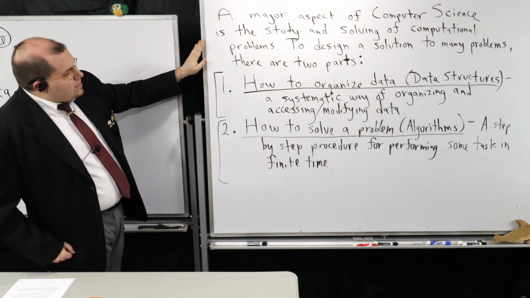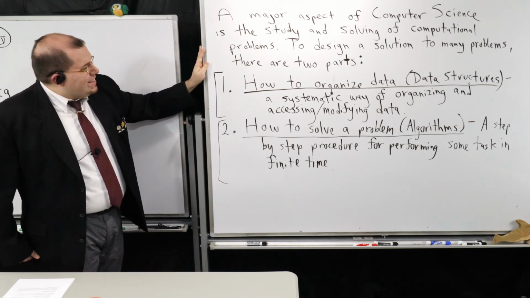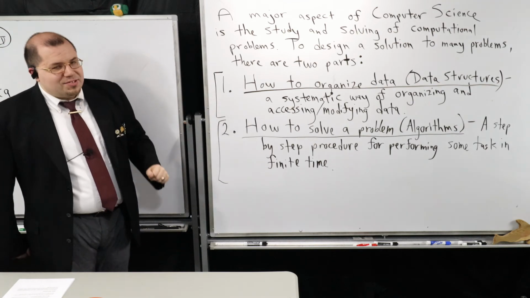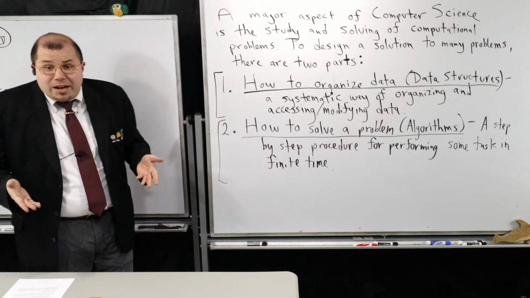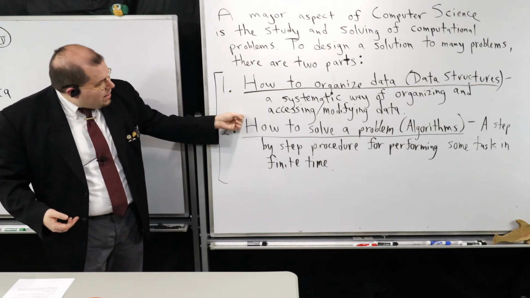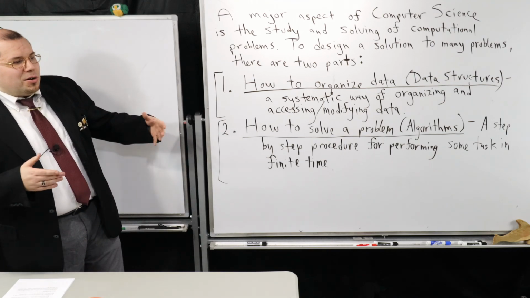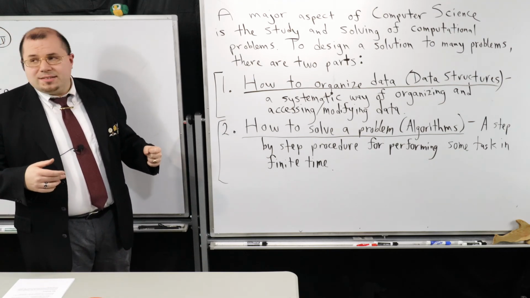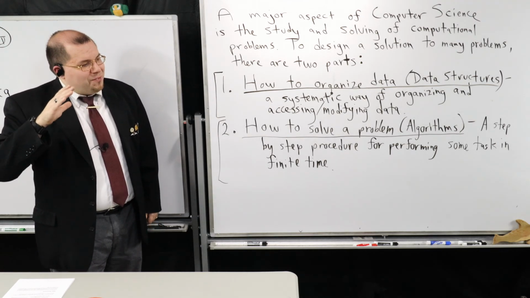But there are two main things that we're going to talk about a lot in this class. I mean a lot. The first is how we organize data. These are so-called data structures. The general gist is a systematic way of organizing and accessing or modifying data. You've probably seen or heard a little bit about data structures previous to this class, but we'll pin this down a little more fundamentally.